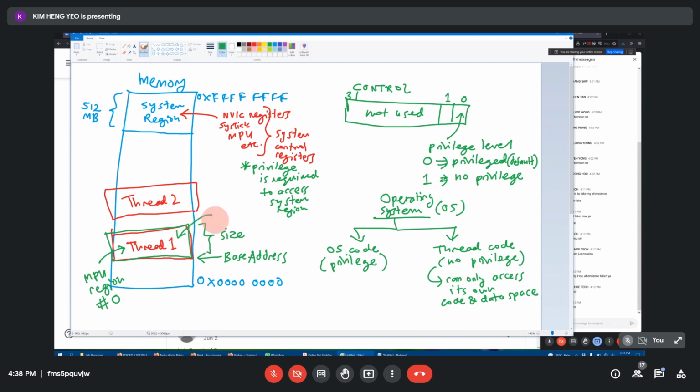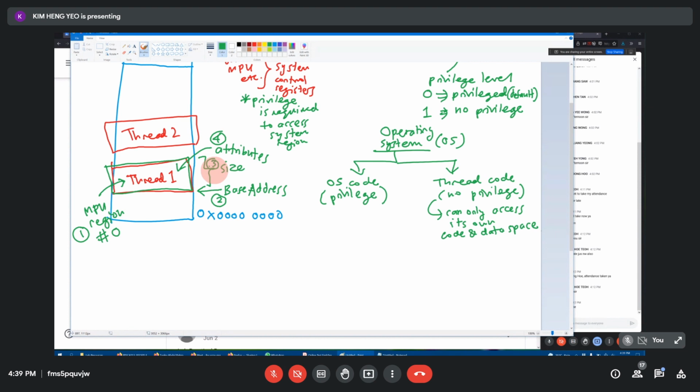And finally, I want to set the attributes. So first, I need to set the region number. Second, I need to set the base address. Number 3, I need to select the size. And number 4, I need to set the attributes. This is how I can program this region, such that thread 1 can only access this region and cannot access other regions. How? By making only this region defined and all others undefined. So you cannot access undefined regions. Let's see how we do it: step 1, step 2, step 3, step 4.